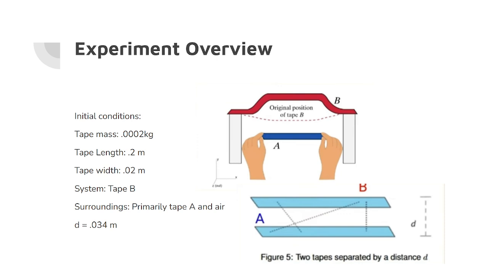So the initial conditions, because it was the exact same experiment as before, were: the tape mass was 0.0002 kilograms, the tape length was 0.2 meters, the tape width was 0.02 meters, the system was tape B, and the surroundings were primarily tape A and everything else, mostly air. And the distance between them was 0.034 meters.